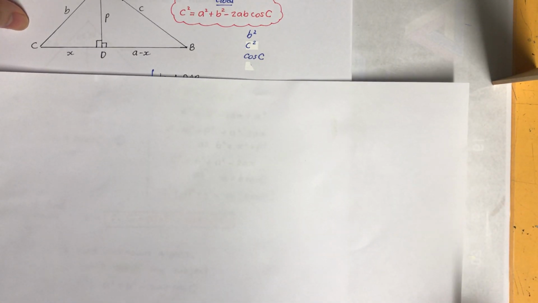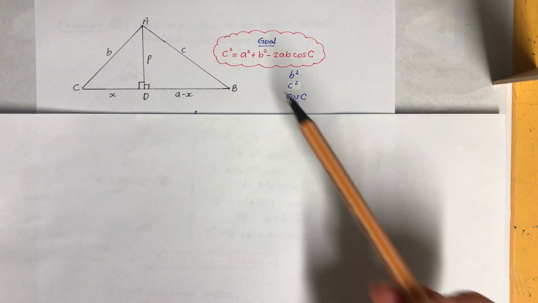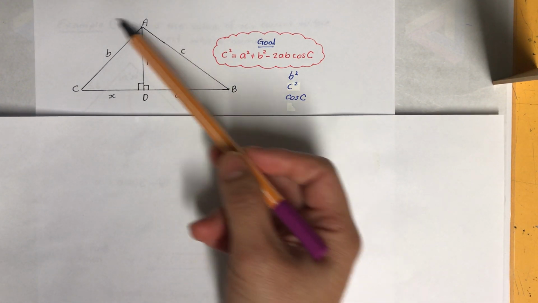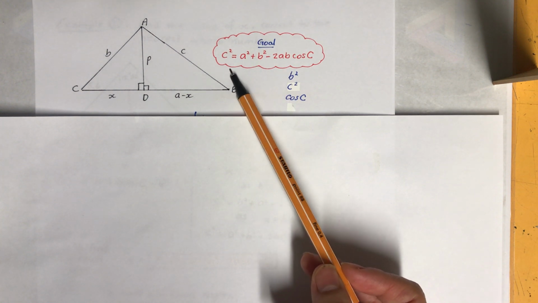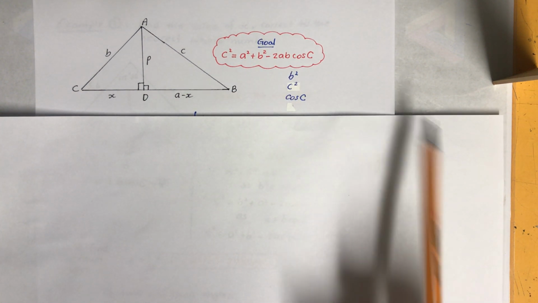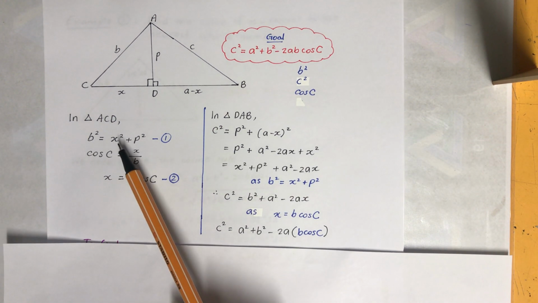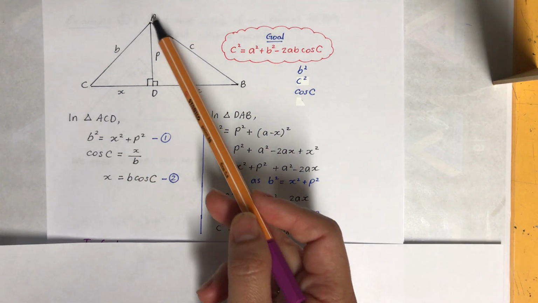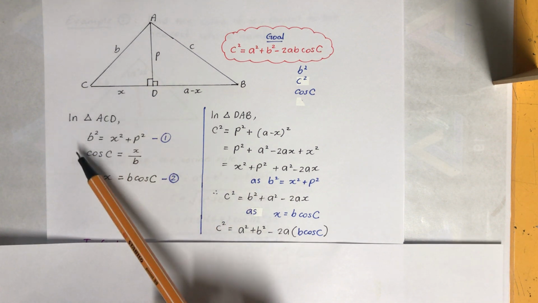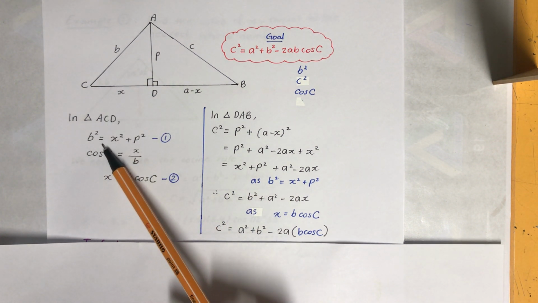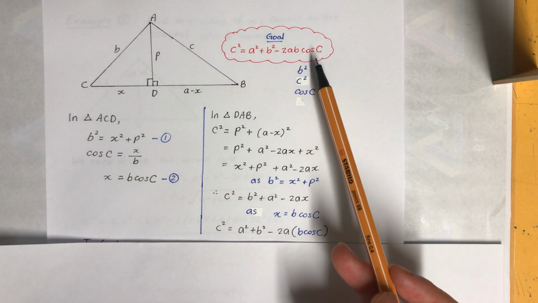And then, I'll just copy that again. And now, to prove this, our goal is to get this. Whatever we're using here, we need to get this. So I can see I need to get B square, C square, and cos C, something like that. So, I'm going to show you the whole thing. And in triangle ACD here, I want to get B square. So I'm going to use Pythagoras. B square equals X square plus P square. That's my number one.